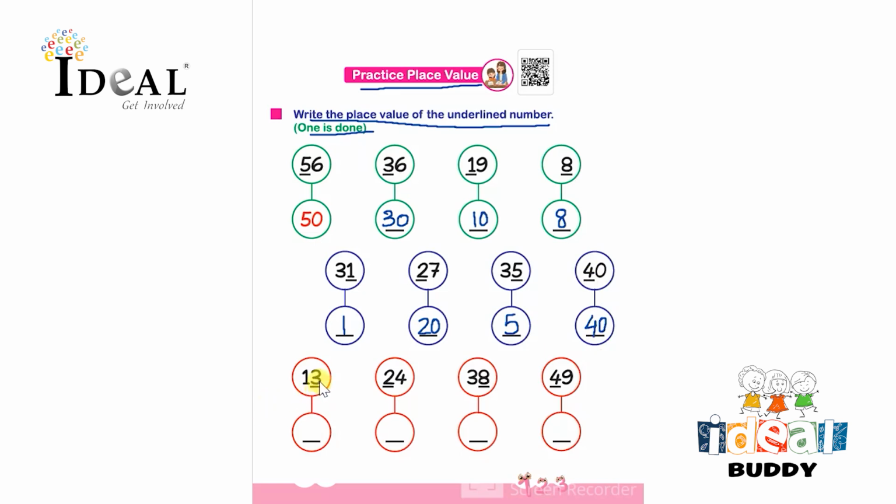In 13, 3 is at the ones place. So its place value would be 3. In 24, 2 is at the tens place. So 2 tens is 20. In 38, 8 is at the ones place. So 8 ones. So 8. In 49, the place value of 4 is 40 as 4 is at the tens place.